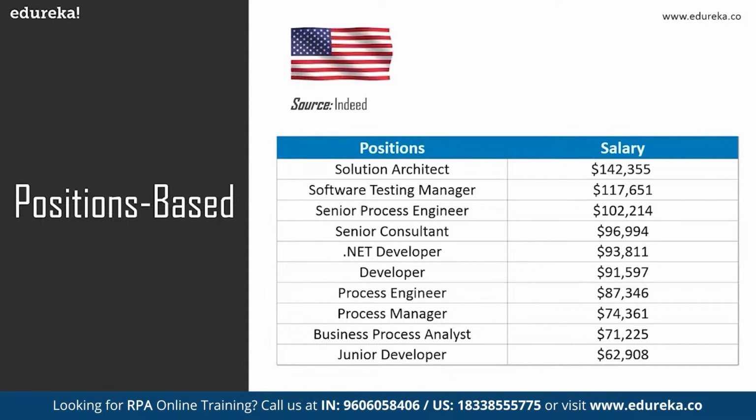Coming to developer, the developer starts at $91,000, and similarly, process engineer and process manager earn around $87,000 to $74,000. After that, we also have a role that is business process analyst. Now, business process analyst is a person who works into the complete process of the RPA life cycle. So that person earns around an average salary of $71,000, and coming to junior developer. So the junior developer earns around $62,000 per year.